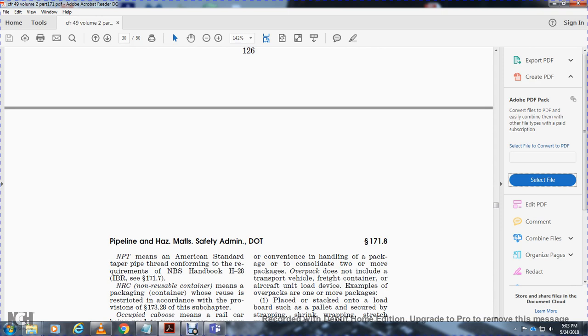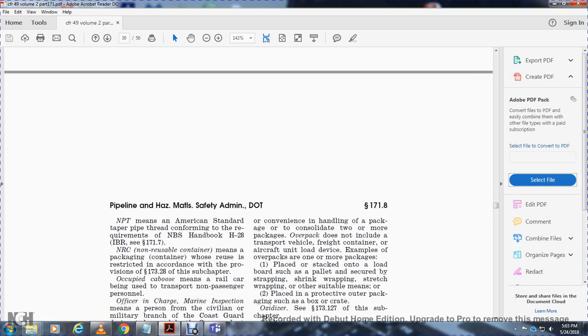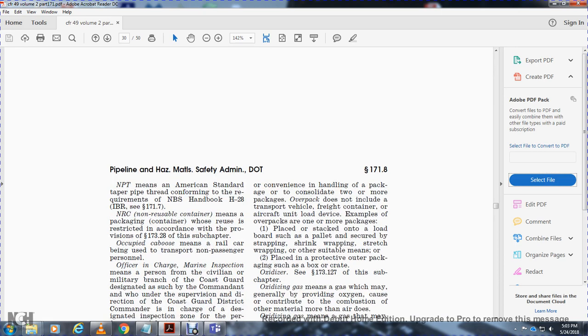NPT means the American standard for a taper pipe thread conforming to the requirements of the NBS H28 (IBR, see 171.7). NRC, the non-reusable container, means a packaging container not reused, in accordance with the provisions of 173.28 of this subchapter. Occupied with the computer means a rail car being used for transportation of non-passenger personnel.